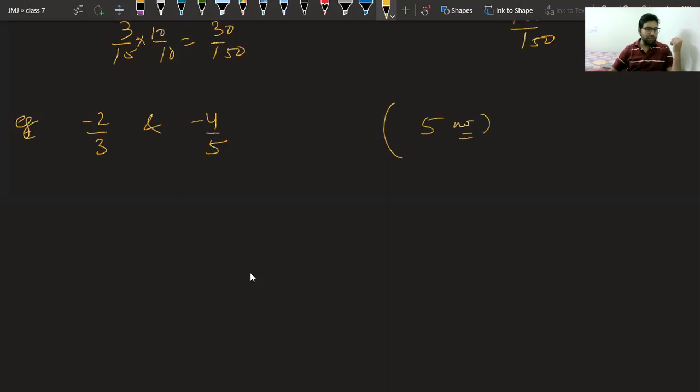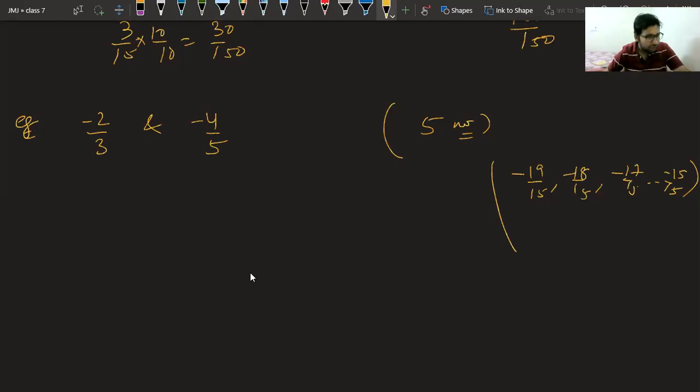So first thing we will do is, okay, Nana is giving the answer: minus 19 by 15, minus 18 by 15, minus 17 by 15 till 15 by 15. Then we have Kanishka giving a different answer: minus 10 by 15, minus 12 by 15. Dilpreet is saying, wait, sir.